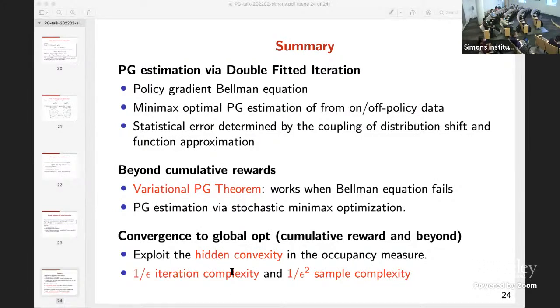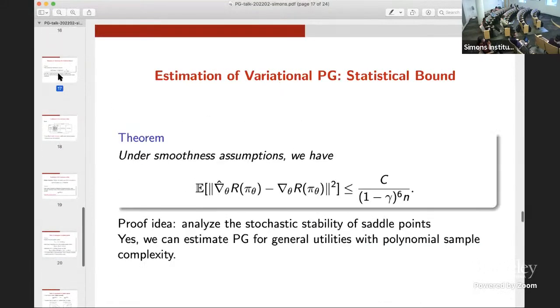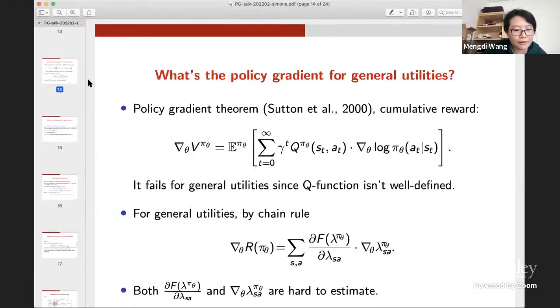Hi, Mengdi. Very insightful talk, actually. I was curious about this variational policy gradient where you showed the stochastic min-max optimization. Can you go back to the slide? I was wondering, in the special case where you have this additive reward setting, what is the interpretation of that min-max reformulation? Oh, in the additive reward case, we just don't have the dual variable.